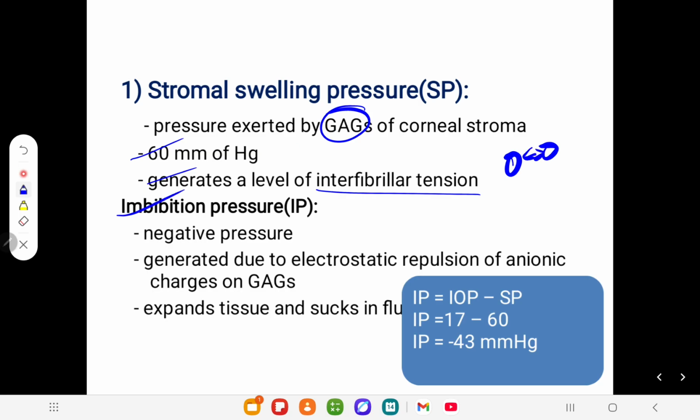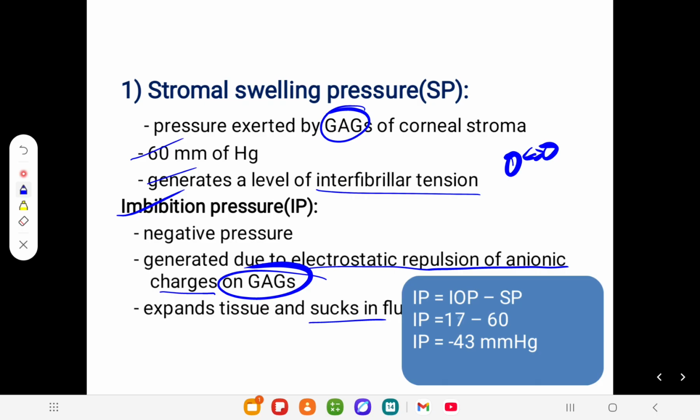So imbibition pressure means the negative pressure generated due to the electrostatic repulsion of the anionic charge of GAGs. That's what I'm talking about, and that expands the tissue and sucks the fluid. That's the concept. So basically it creates negative pressure, and what do you mean by negative pressure? It sucks the water, isn't it? So that's the stromal swelling pressure. It's good that there is a stromal swelling pressure, but it's not good that it sucks all the water from the aqueous or from the tear. It's not good, not at all.